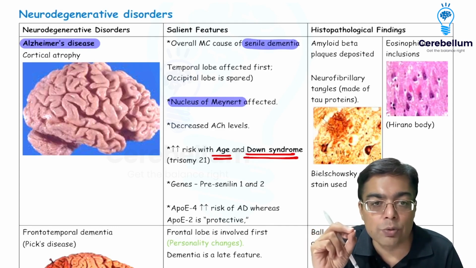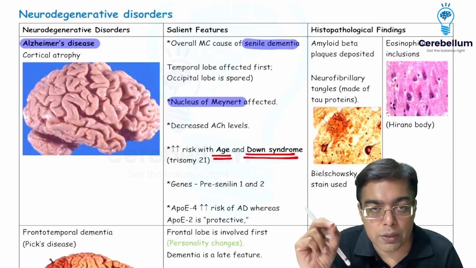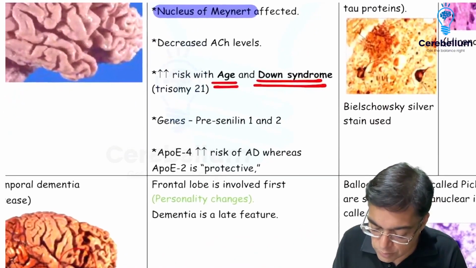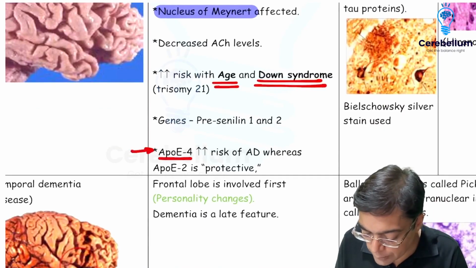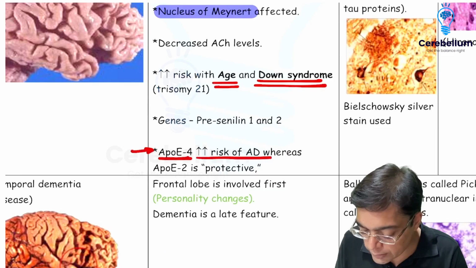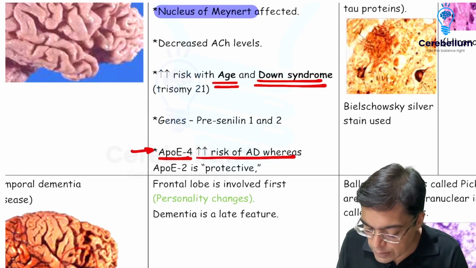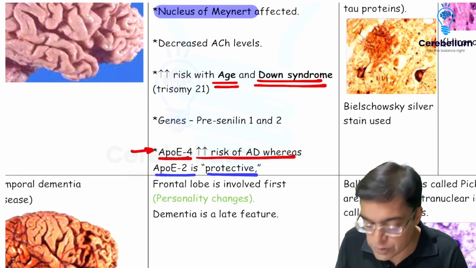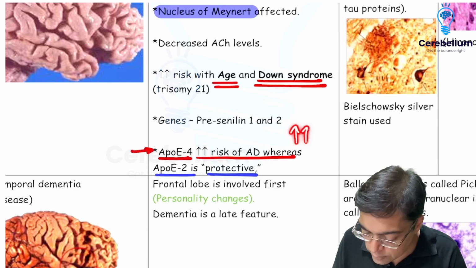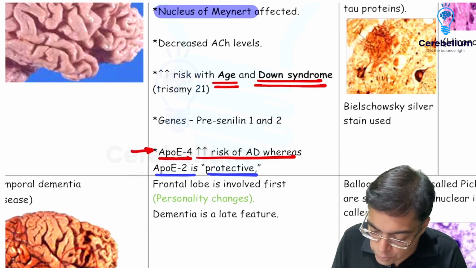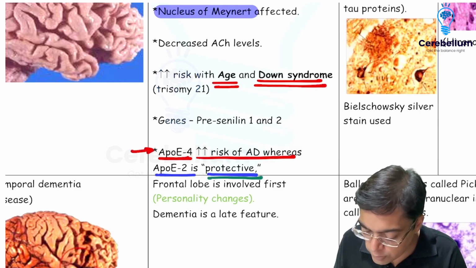Other genes which may be associated over here are the presenilin gene 1 and 2, and we can have an association with apolipoproteins. Important fact that you need to remember: apolipoprotein E4 is associated with increased risk of Alzheimer's, whereas apolipoprotein E2 is going to be protective in nature. So E4 is more, higher, and E2 is less, and that's what you need to remember as being protective for Alzheimer's.